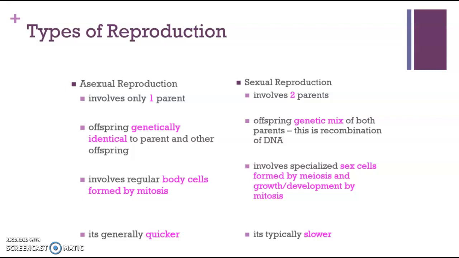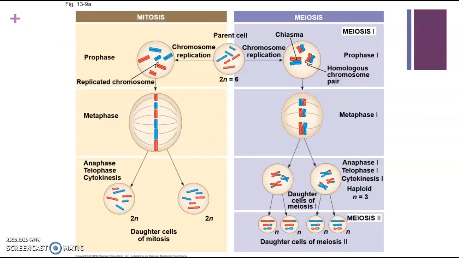Almost everyone has recognized that asexual reproduction usually uses mitosis to make new cells, and that sex cells are formed through meiosis, as we can see here in this picture. But what many have failed to recognize is that sexual organisms only make their sex cells through meiosis, and then they use mitosis as they grow and develop into multicellular organisms.